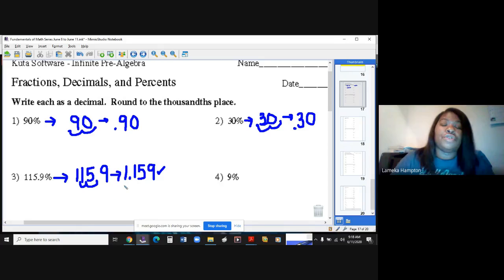1.159, or if I were to read this mathematically correct, it would be 1 and 159 thousandths. Okay, because remember, this first number 1 is represented as a whole number. Anything after the decimal would serve as a different type of place value. So your 1 here is your tenths place, your 5 is your hundredths place, and your 9 is your thousandths place. Okay, so when it says round to the thousandths place, we already have that here. So this would be our final answer.